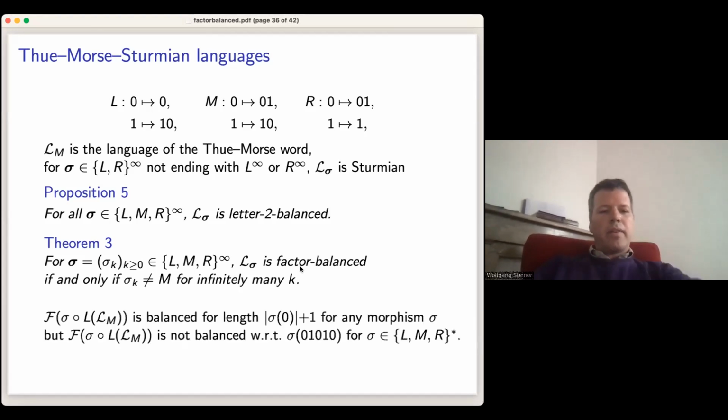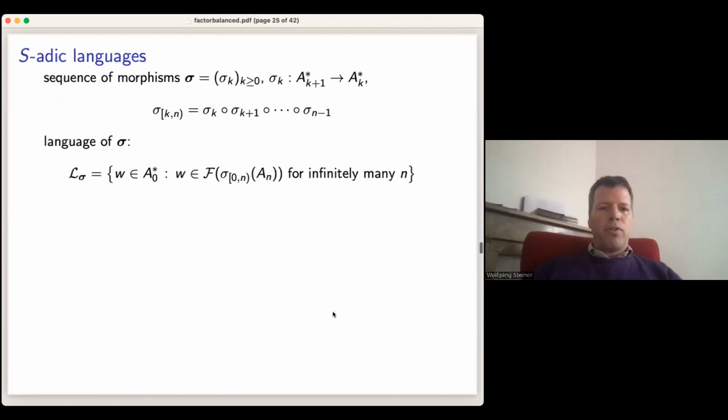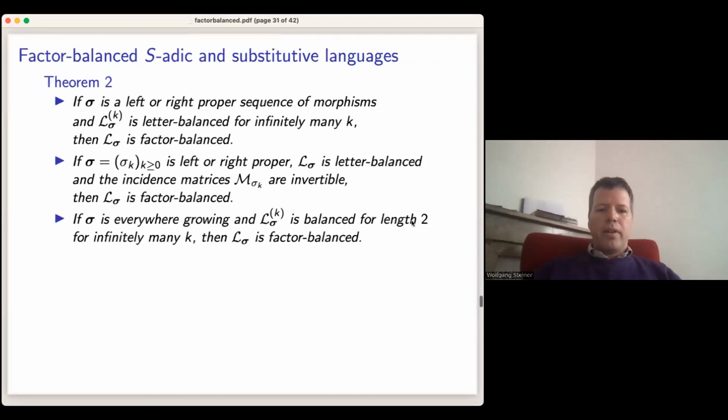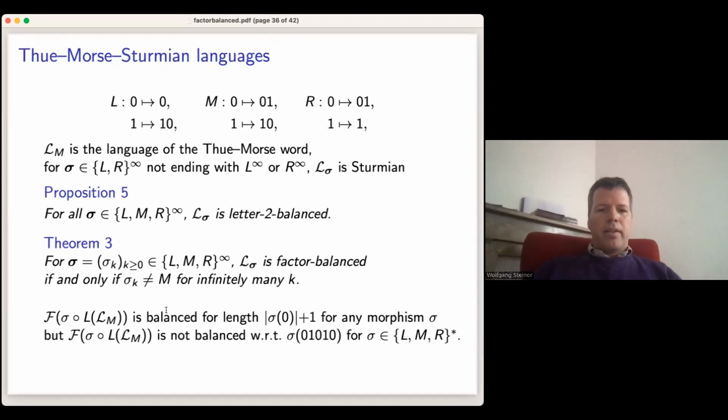Before that, let's just mention that these kinds of languages give examples where we have balancedness for certain lengths, and not balancedness for some larger lengths. The balancedness for these lengths was just a consequence of Proposition 4, where we just put this length here, and the non-balancedness we will show in the proof.